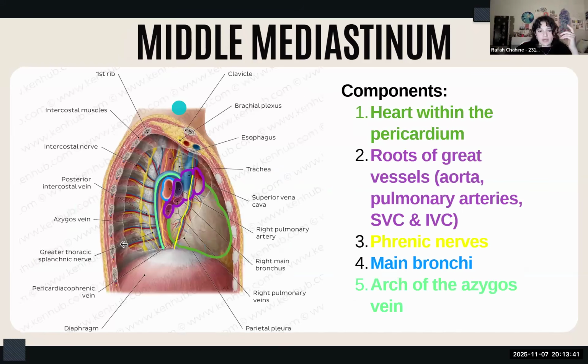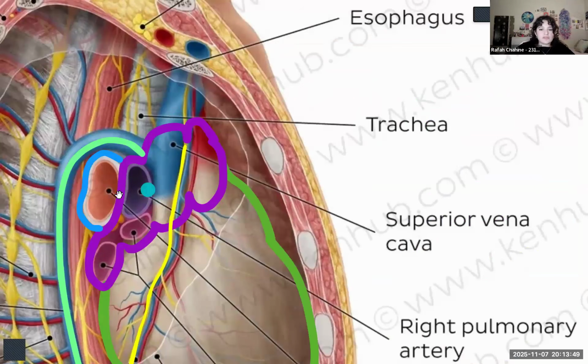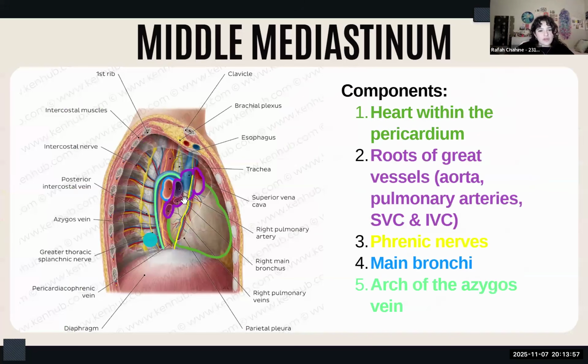In the middle, I color-coded them for you. We have the heart with its pericardium. We have the roots of the great vessels. So we have the aorta, the superior vena cava. This is the right pulmonary artery, and this is the right pulmonary vein, okay? Both of these. And then we also have the phrenic nerve.